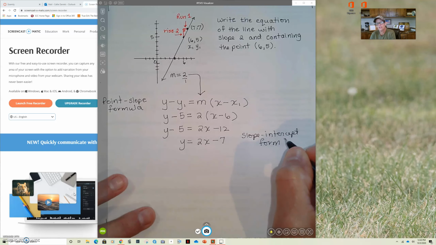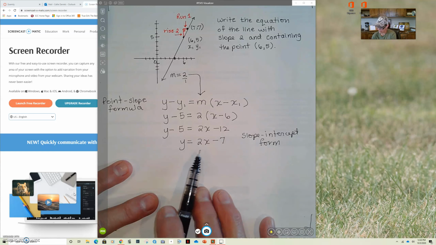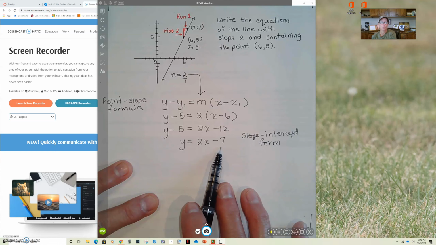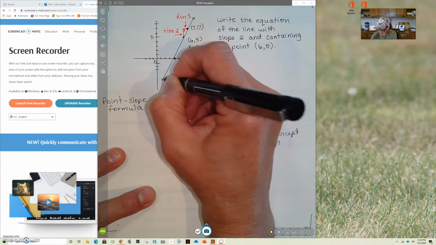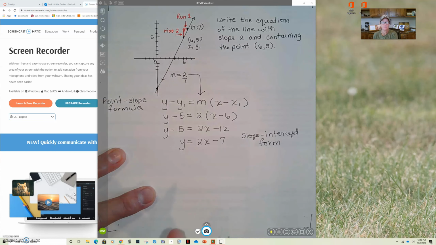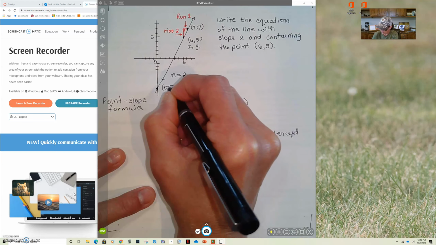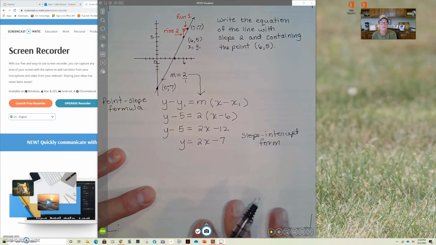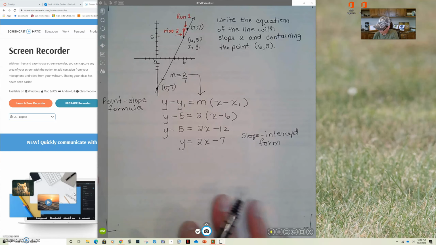And the reason this is called slope-intercept form is because from it we can easily read that the slope is 2 and the y value of the y-intercept is negative 7. And that suggests that, if we were going to extend this line down and see where it actually intercepts the y-axis, that would be at the point x equals 0 and y equals negative 7.